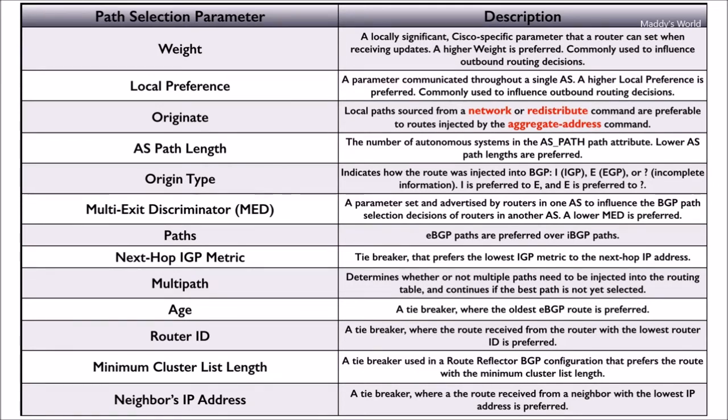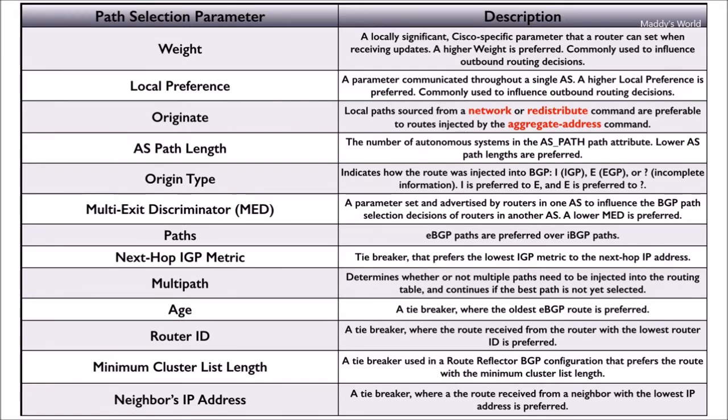Next up is the origin type. How was the route injected into BGP? Was it injected from an IGP, an interior gateway protocol, an EGP, which would be BGP, or do we have incomplete information about that? Well, the origin type of an I is preferred to an E, and that's preferred to the question mark, incomplete information.